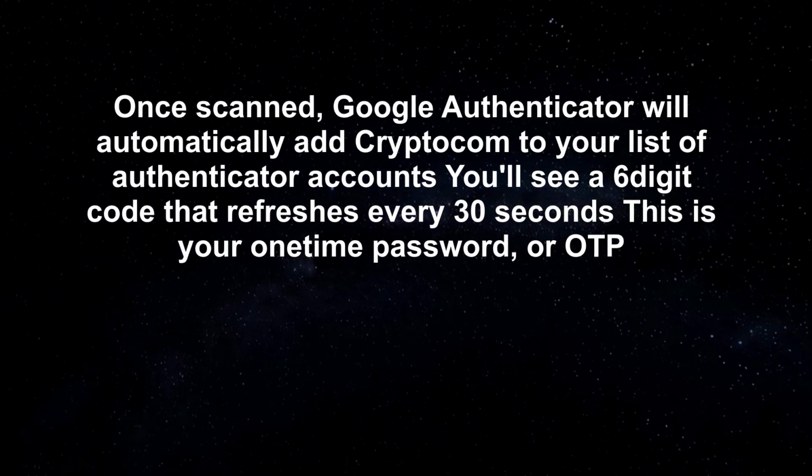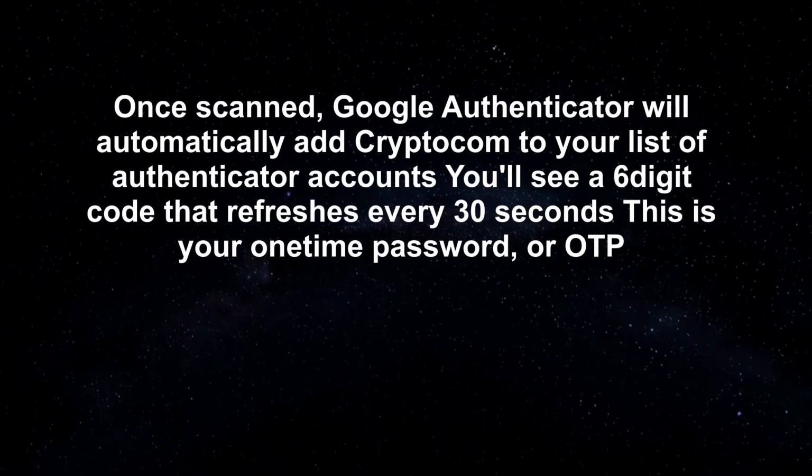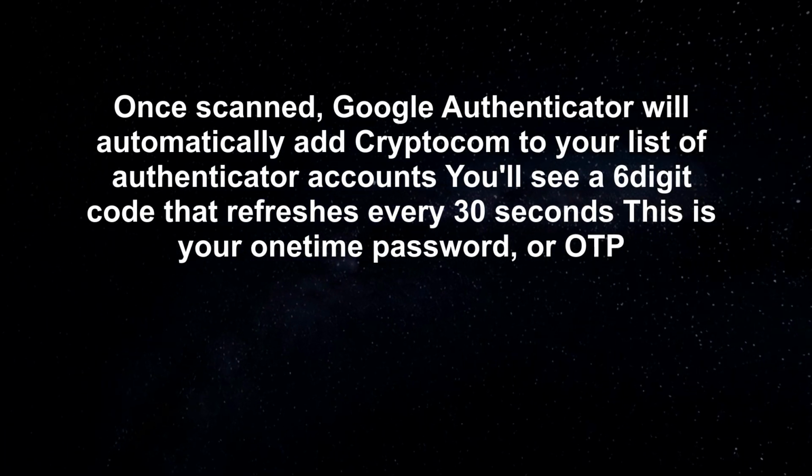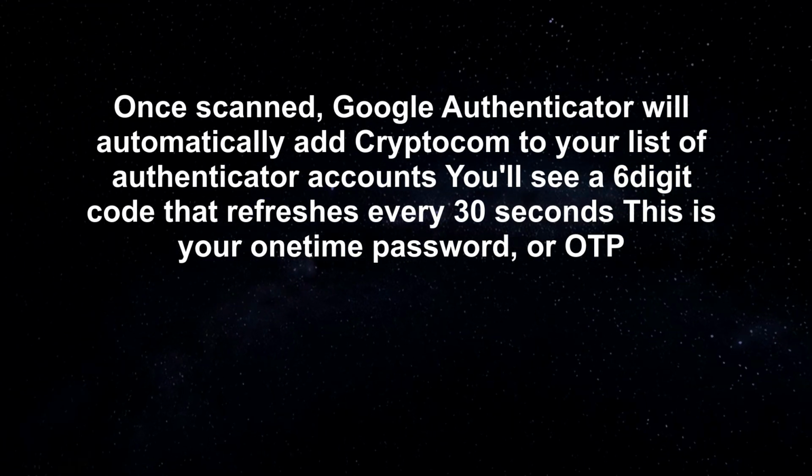Once scanned, Google Authenticator will automatically add Crypto.com to your list of Authenticator accounts. You'll see a 6-digit code that refreshes every 30 seconds. This is your one-time password, or OTP.